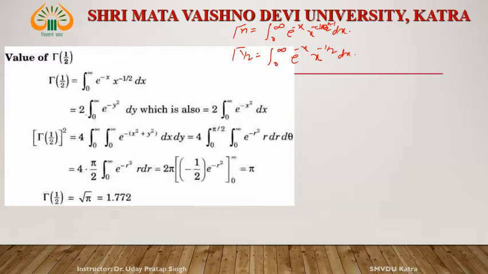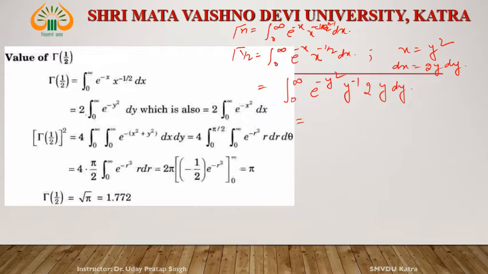Now if we use the transformation x is equal to y square, then what is dx? dx is equal to 2y dy. And what is the limit? If x equal to 0, then y equal to 0. If x equal to infinity, then y equal to infinity, which means there is no change in the limit. So e to the power minus y square, x to the power minus 1 by 2, that is y to the power minus 1, into 2 into y, that is dx, 2y dy.